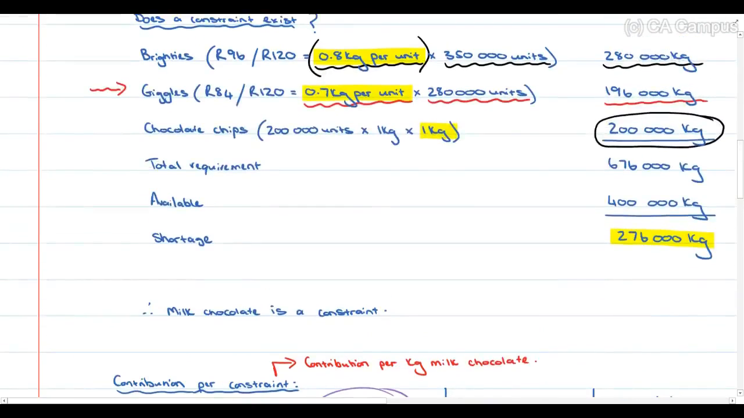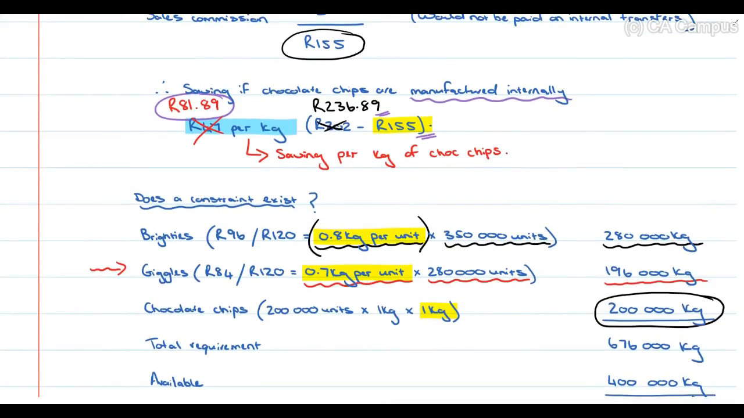So if the external purchase price increases to 236 Rand and 89 cents or higher, because obviously if it's higher then the saving over here would be even more. So if it increases to 236 Rand and 89 cents or higher, then our advice in part H1 would change and we would recommend that the chocolate chips are manufactured internally.